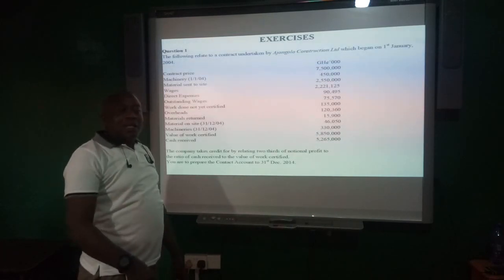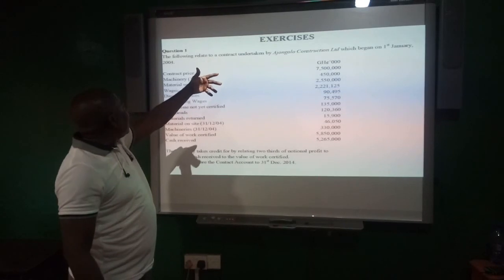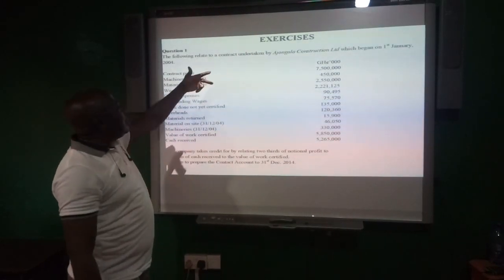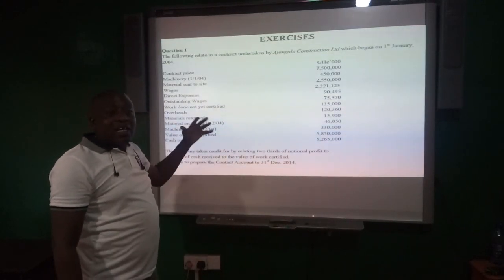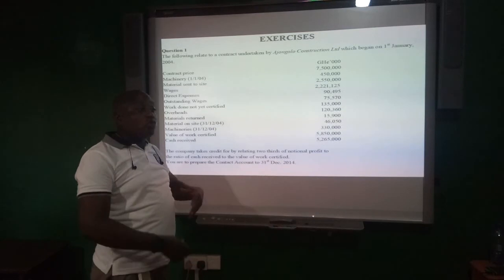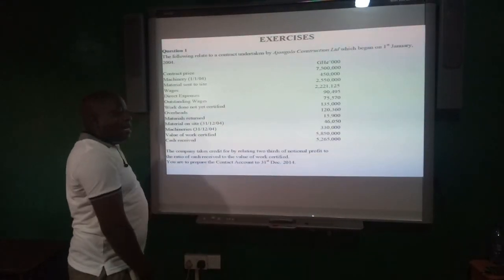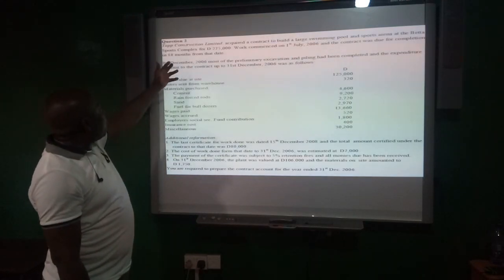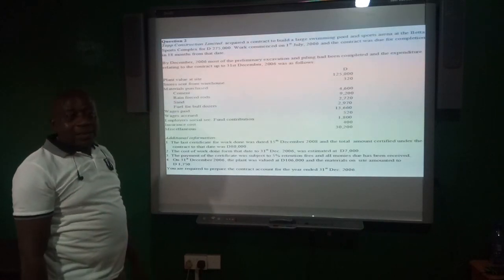So students, this brings us to the end of what you are to do today. To tell me you have understood what I've just taught you, this is an exercise for you. I've given you two exercises. These are all WASSCE questions, and you can answer if you have followed what I've told you today. This is the Ajogolo question, and there's another one, Top Construction. They are all past WASSCE questions.